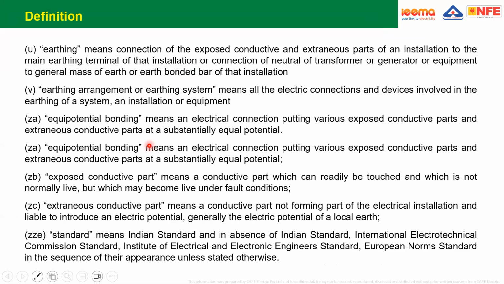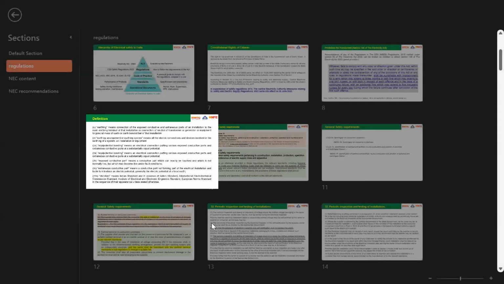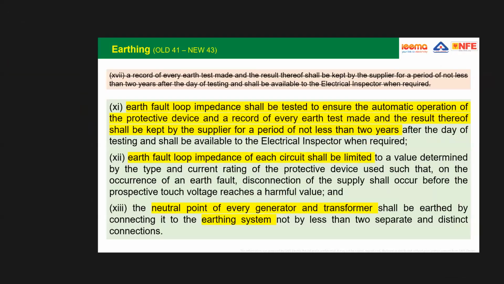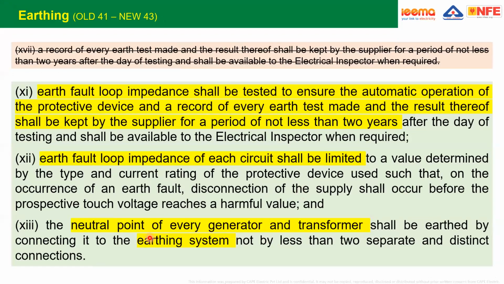You see here, earthing arrangement or earthing system means all electric connections and devices involved in the earthing of a system and installation or equipment. So these are nothing but the electric connections between different metallic parts. So basically, the neutral of the transformer or neutral of the generator has to be connected to the earthing system, meaning an interconnected metallic bus bar. So this also has changed.